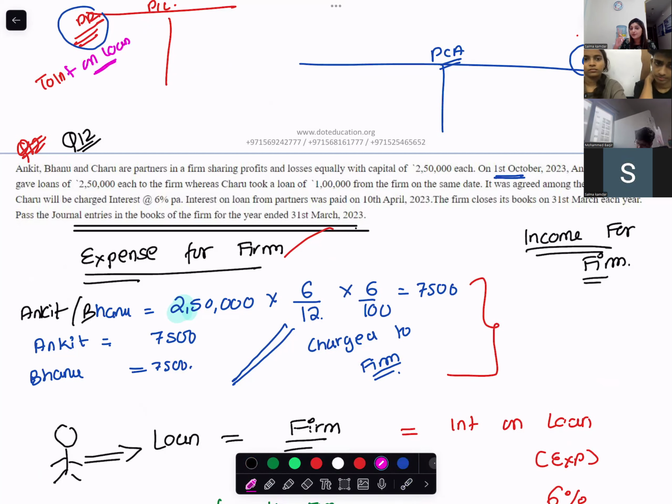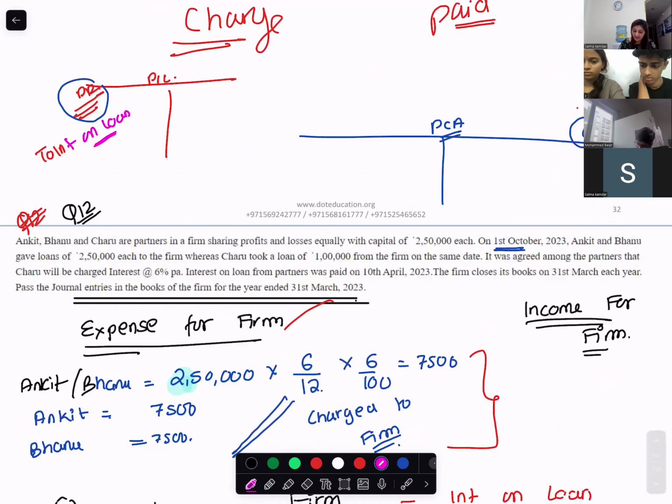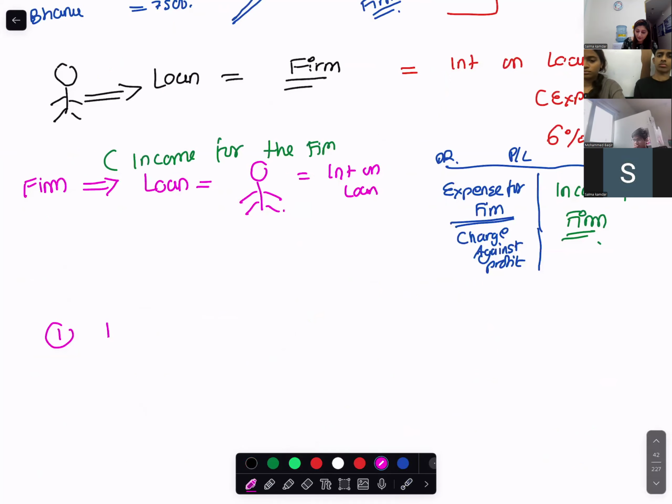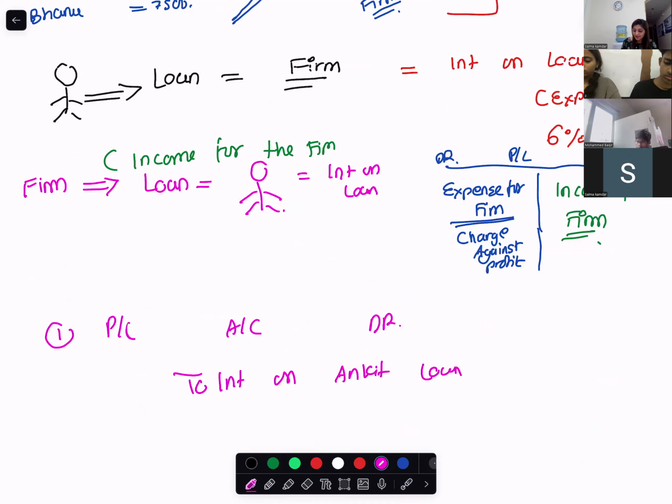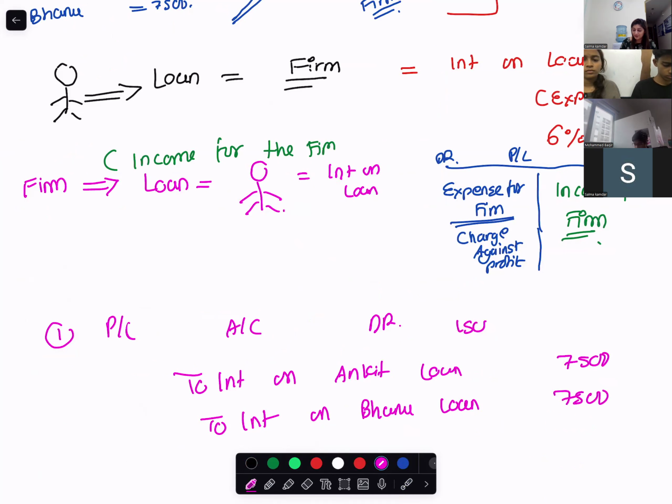But now here the loan is from two people. To interest on Ankit's loan, to interest on Bhanu's loan. So the first entry would be profit and loss account debit to interest on Ankit's loan, to interest on Bhanu's loan. Are you with me? 7,500, 7,500 and 15,000.